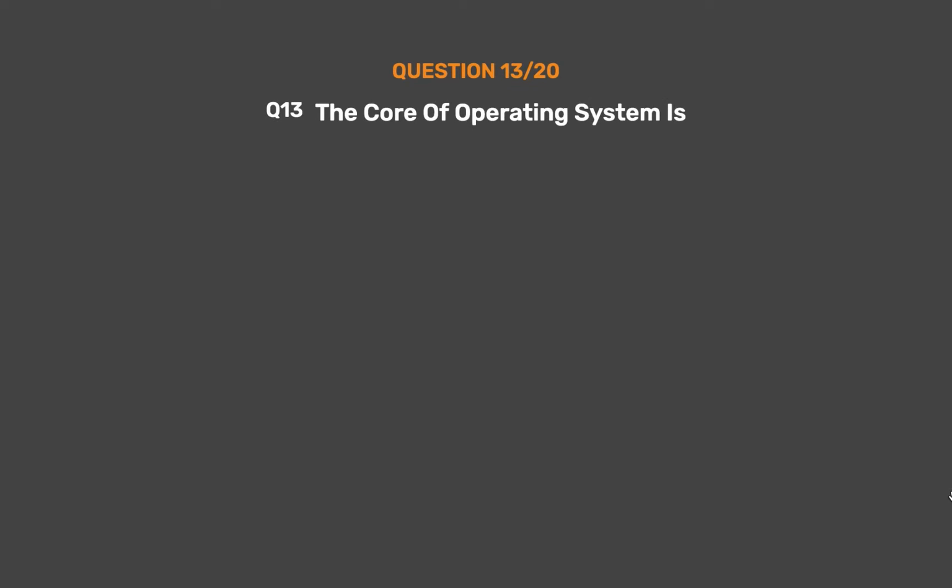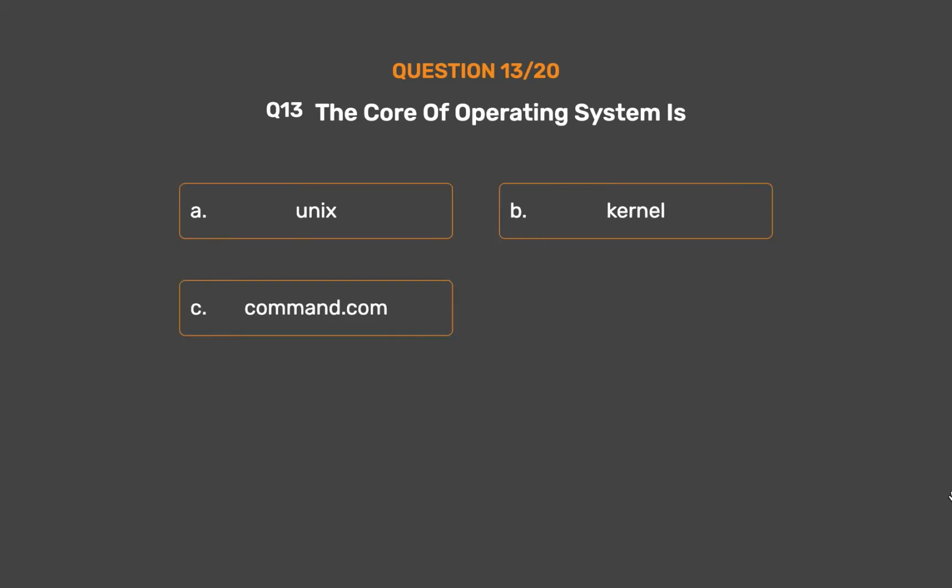Question number 13. The core of an operating system is option A. Unix. Option B. Kernel. Option C. Command.com. Option D. None of these.